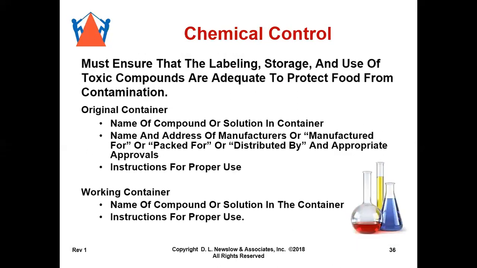Chemical control. We must ensure that the labeling, storage, and use of toxic compounds are adequate to protect food from contamination. Some examples: keep it in the original container, but if you have to put it into another container, be sure you label it properly. You have the instructions for the proper use, and you have the code or lot number from the original container so that you can track it back if you need to.